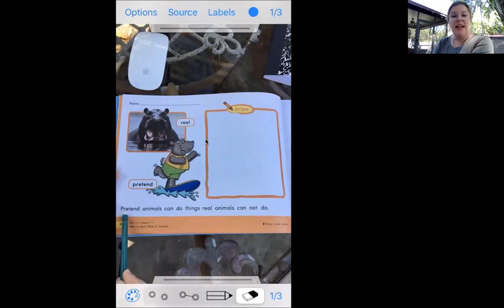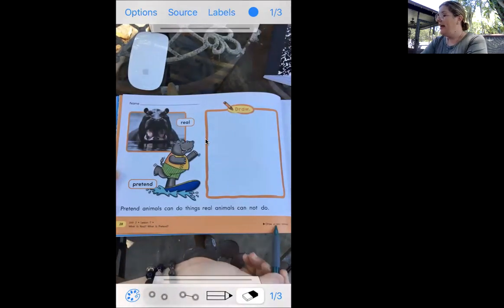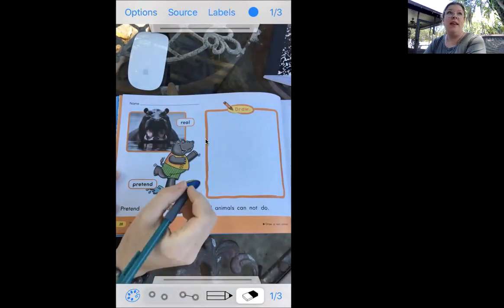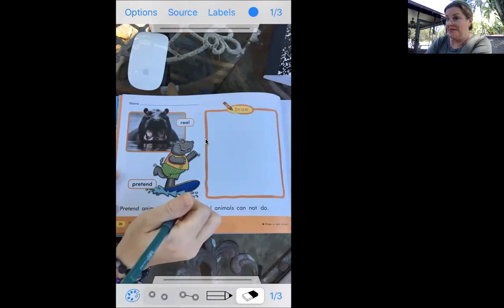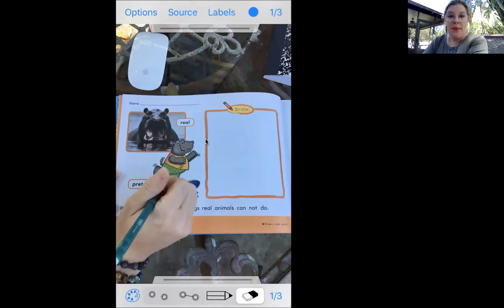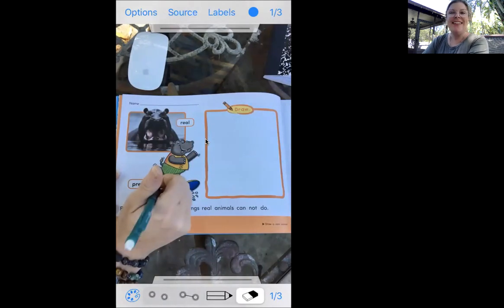I'm going to read this sentence and I want you to point and follow along as I read in your book on page 28. Here we go. Pretend animals can do things real animals cannot do. That's true. Now, this says draw a real animal. So, are you going to be drawing a cat that's skateboarding? No. Are you going to draw a bumblebee that's wearing a suit? No way. We're going to draw a real animal.